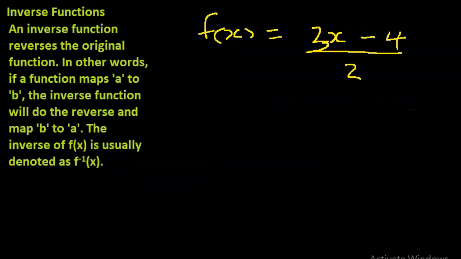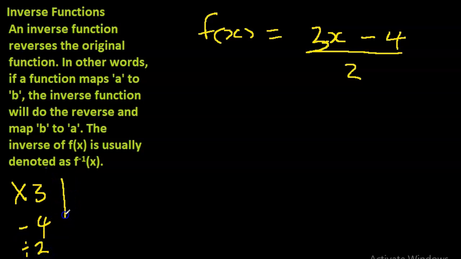Let's look at another function that we want to find the inverse for. So we have f of x is (3x minus 4) over 2. So let's examine all the operations that were done on the x. In the original function, what was done to the x? Multiplied by 3, right? Then 4 was subtracted. And then we divided by 2.